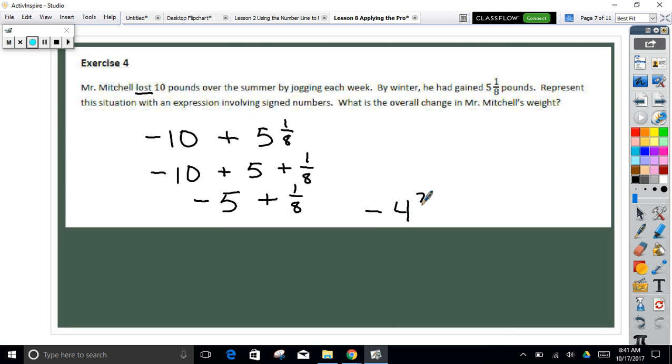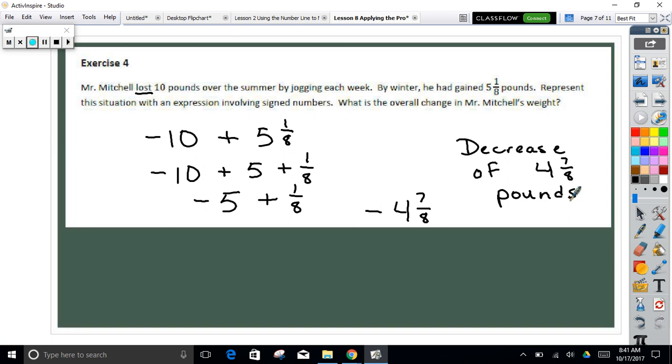Negative 4 7/8. So we would say that the overall change was a decrease of, do I need to use the negative sign here? No, because the word decrease is filling in our negative sign. Decrease of 4 7/8 pounds.